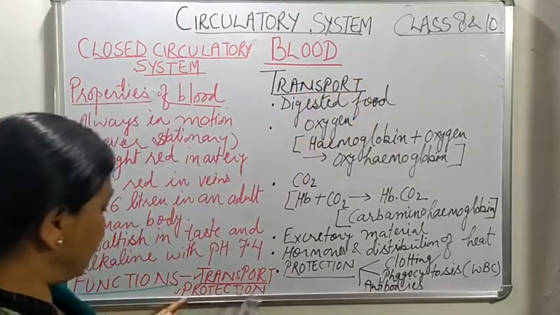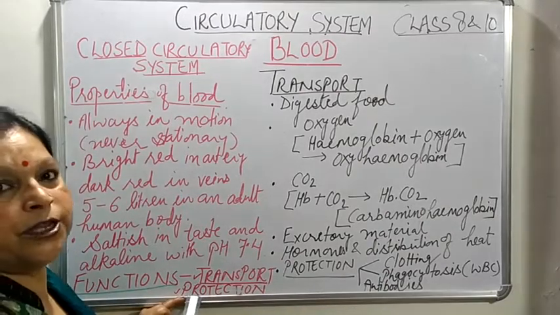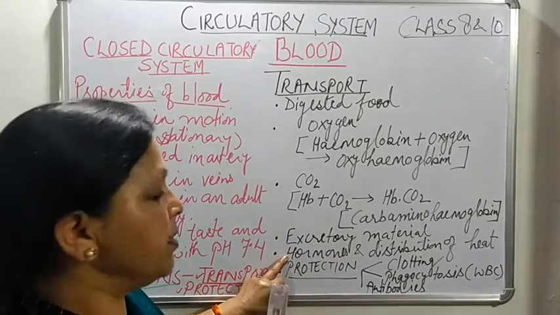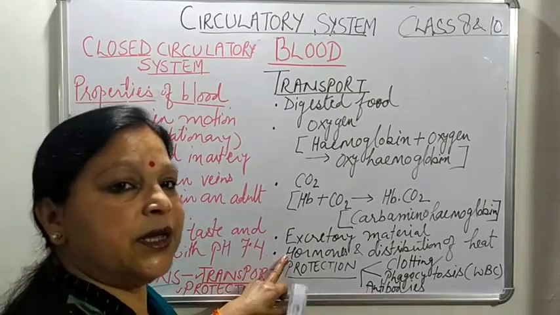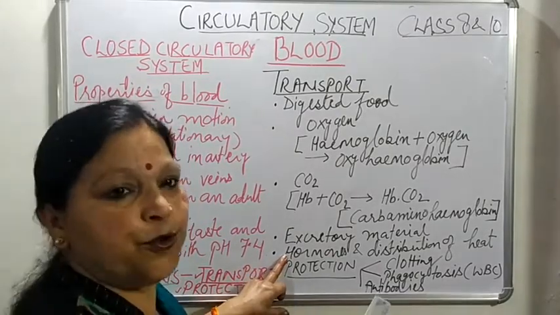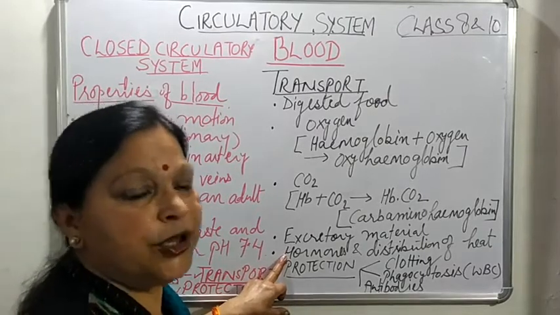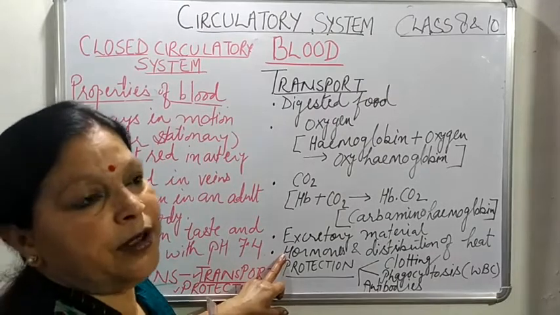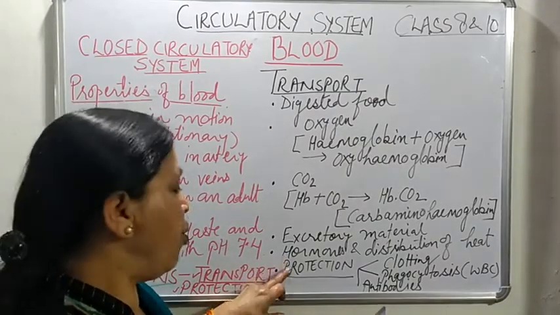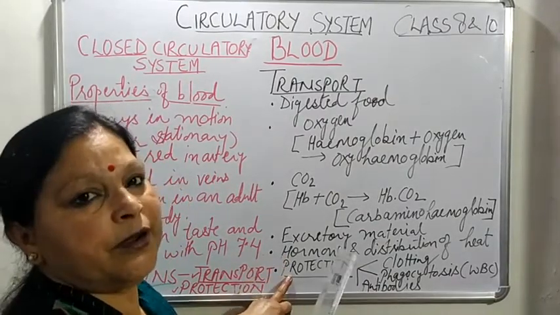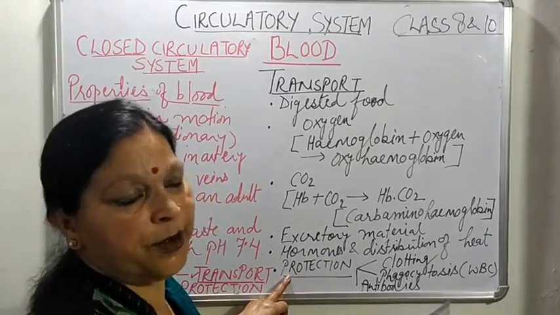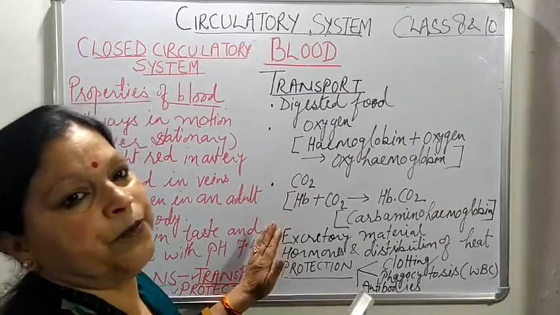Second, as I told you, the second important function of blood is protection. Blood will be protecting the body because blood contains platelets. And platelets help in the very important process of blood clotting in case there is any injury or wound. In this way, it will be preventing blood loss from the body, and also it will prevent the entry of any germ through that wound, because clotting will take place and it will clog the wound.